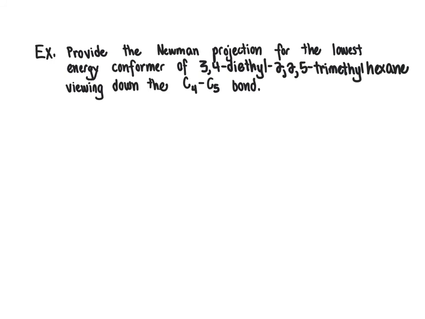So provide the Newman projection for the lowest energy conformer of 3,4-diethyl-2,2,5-trimethylhexane, viewing down the C4 to C5 bond. So let's draw this structure to get things rolling here. We need a 6-carbon chain. So go ahead and draw my 6-carbon chain.